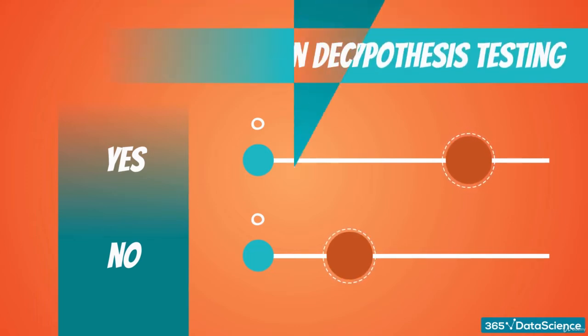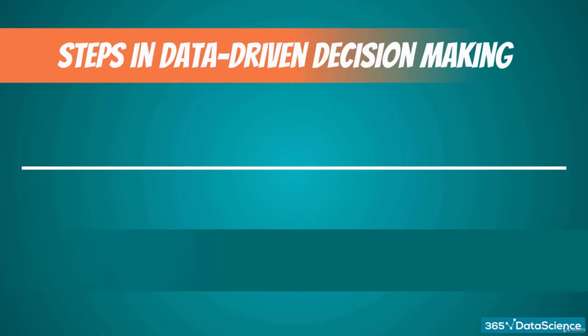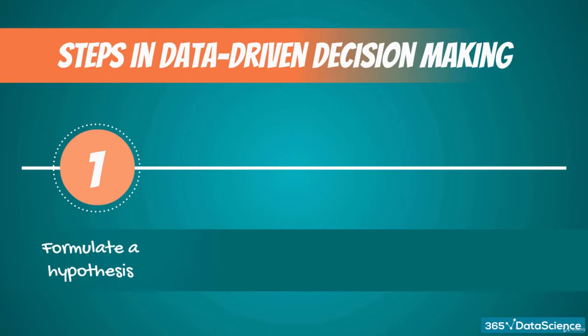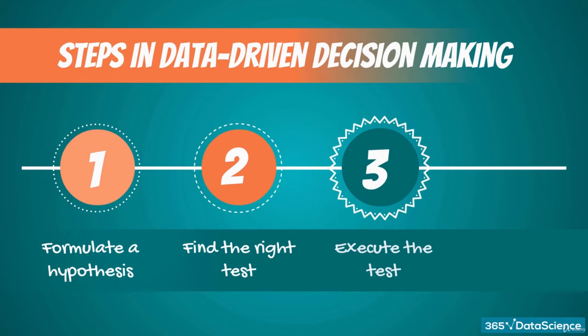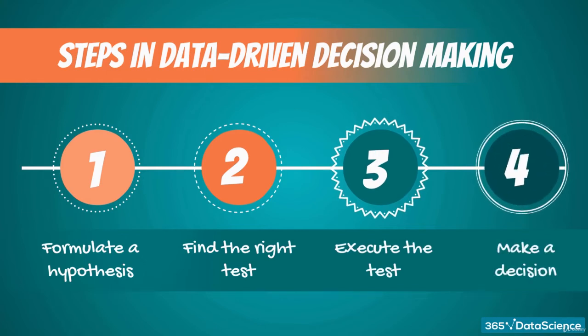Okay, there are 4 steps in data-driven decision-making. First, you must formulate a hypothesis. Second, once you have formulated a hypothesis, you will have to find the right test for your hypothesis. Third, you execute the test. And fourth, you make a decision based on the result. Let's start from the beginning.